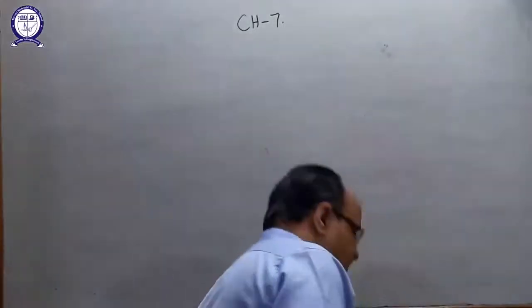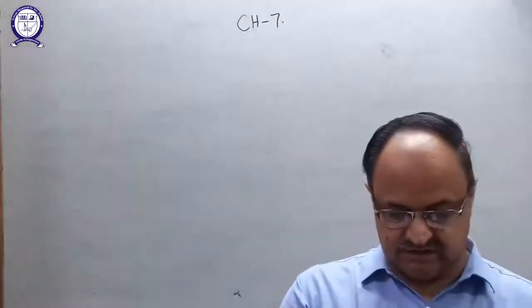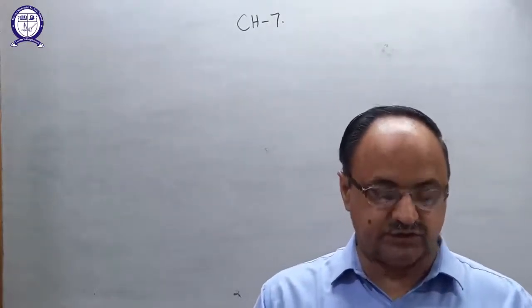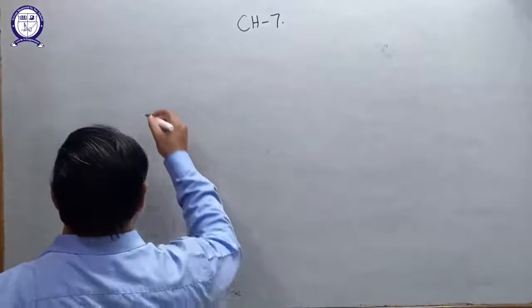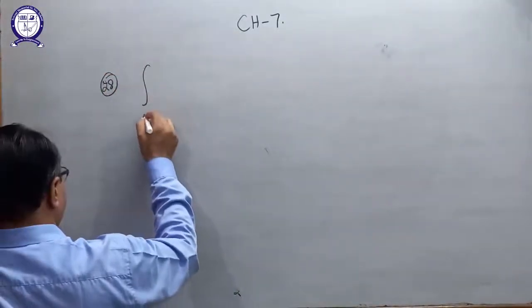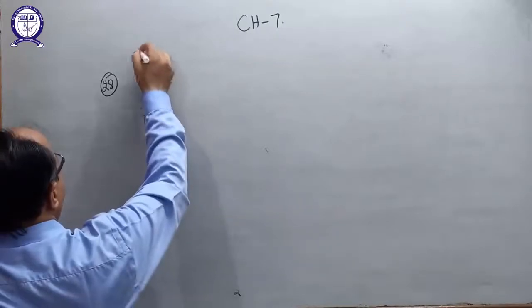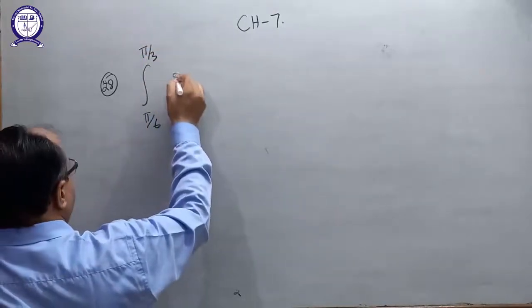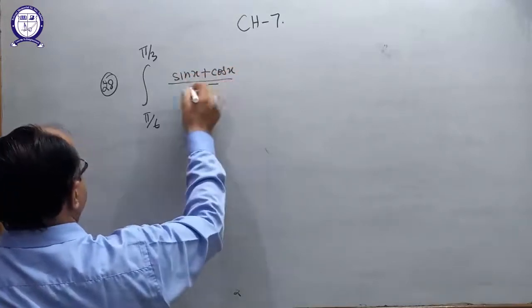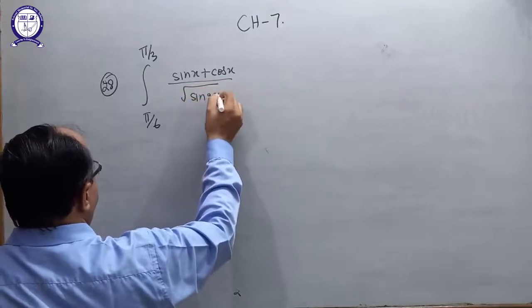Hello, I am going to continue with the same topic, that is integration, miscellaneous exercise. In the miscellaneous exercise, we solve question number 28. Question number 28: integration from pi by 6 to pi by 3 of (sin x plus cos x) upon root of sin 2x dx.